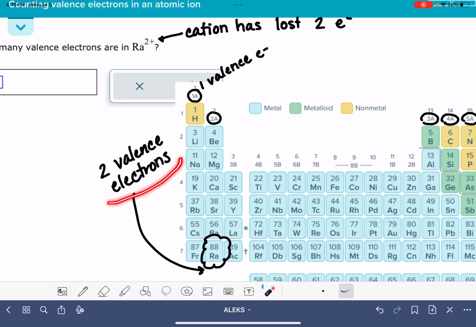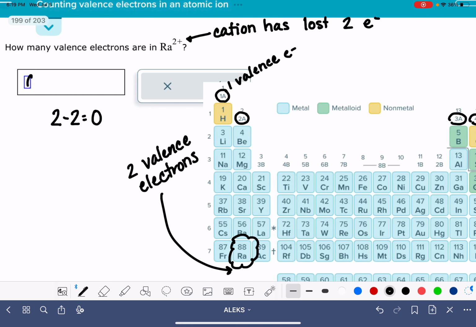The electrons that it loses are coming out of what we call the valence shell or the valence area. So if this thing started with 2 valence electrons and then it lost 2 of them based on its charge, it now has a total of 0 valence electrons.